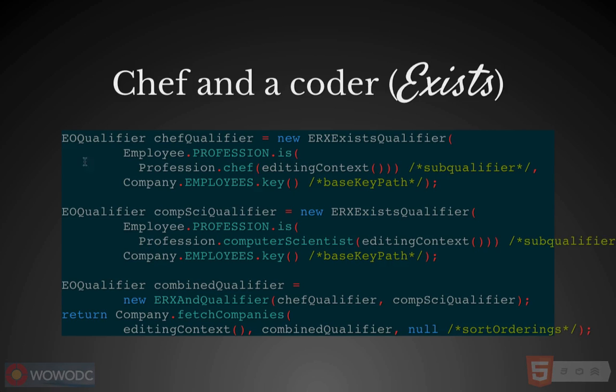And then in my subqualifier, this part here, everything is to-ones. To-ones are easy. So I'm jumping over to the employees bucket and I change my perspective. Now that I've jumped over, everything starts with employee. I want to find employees where the profession is chef. Computer scientists, I want to find employees where their profession is computer scientist. I combine them into an and qualifier, and I say fetch.